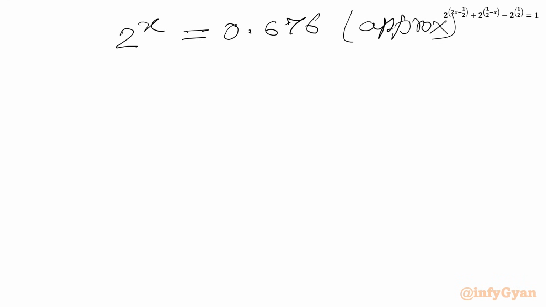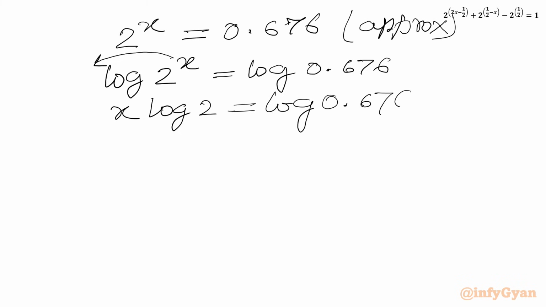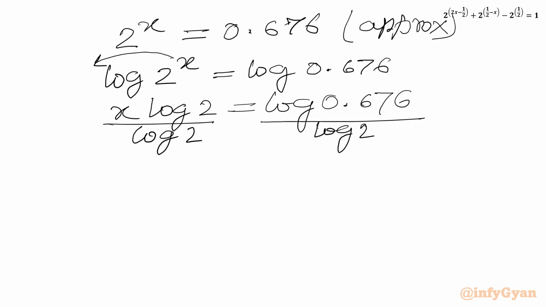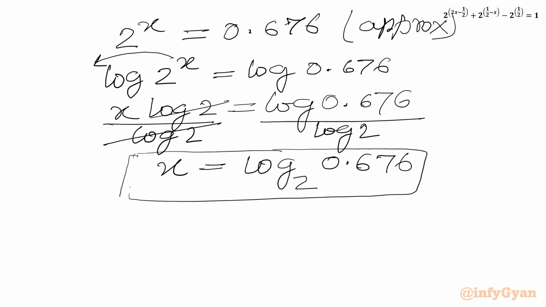Now I will consider log both sides. So we can write log 2 power x equal to log 0.676. Using log property, I will take this power as a multiplier. So x log 2 will be equal to log 0.676. Divide both sides by log 2. So log 2 and log 2 will be cancelled out. We will get x equal to log 0.676 with base 2. And if I calculate its decimal value, then we can write x will be equal to negative 0.563.